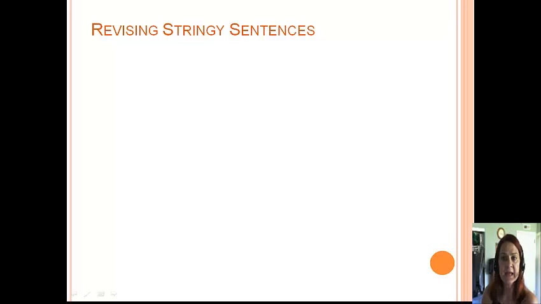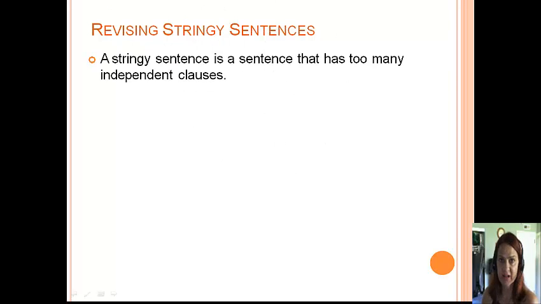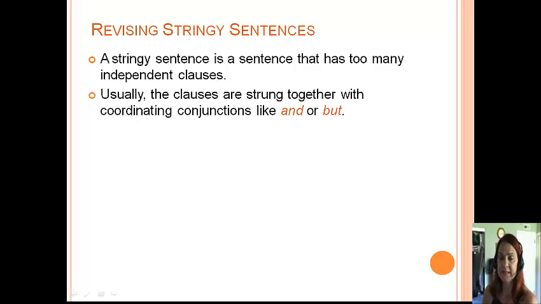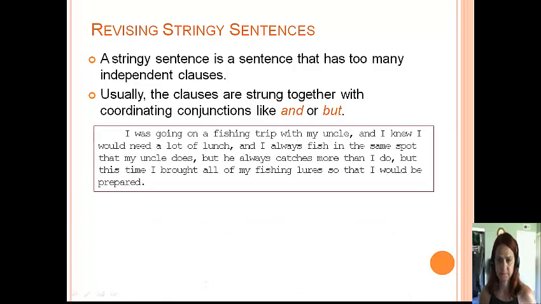The second way is to revise stringy sentences. And a lot of you are guilty of stringy sentences. A stringy sentence is a sentence that has too many independent clauses, and they're joined together with conjunctions like and but. Let's look at this example. I was going on a fishing trip with my uncle, and I knew I would need a lot of luck, and I always fish in the same spot that my uncle does, but he always catches more than I do. But this time I bought all my fishing lures so that I would be prepared. That whole thing is one sentence, strung together with ands and buts.